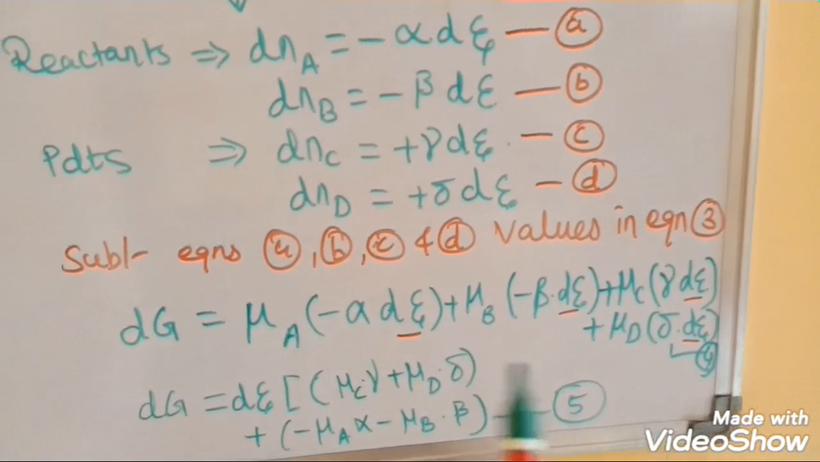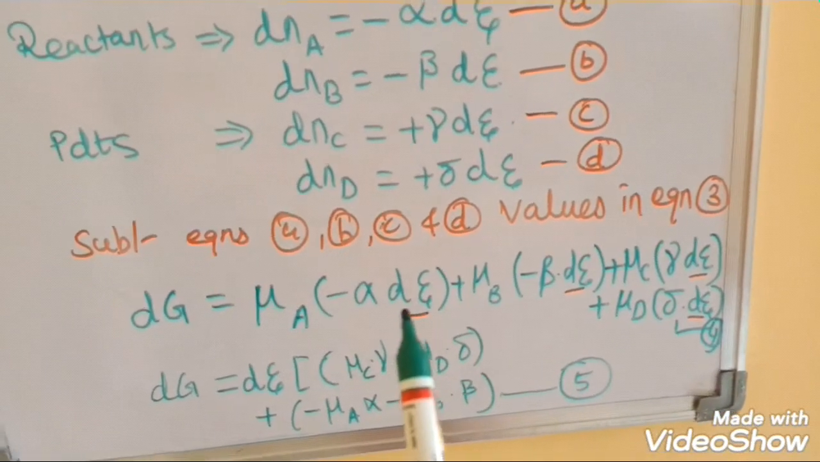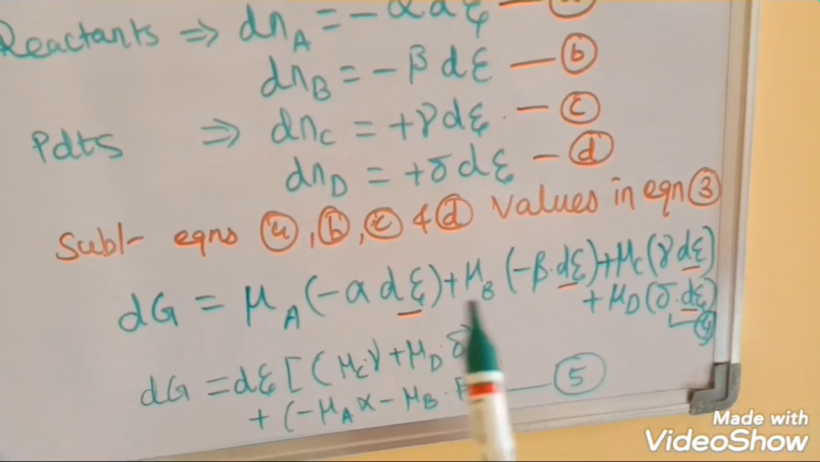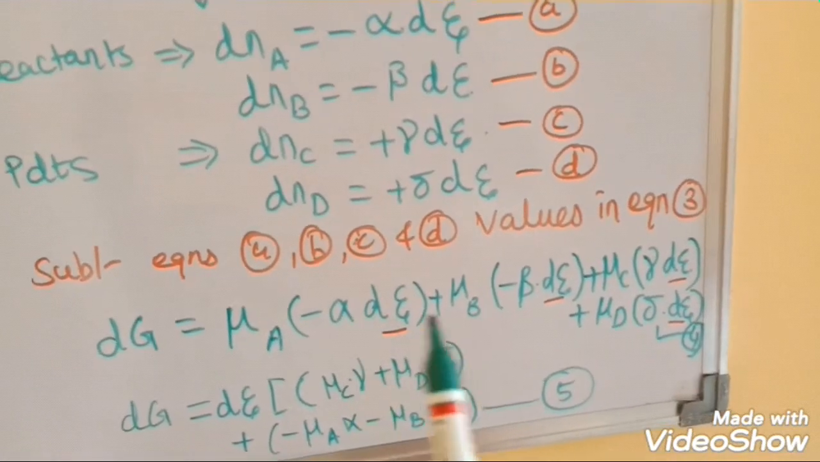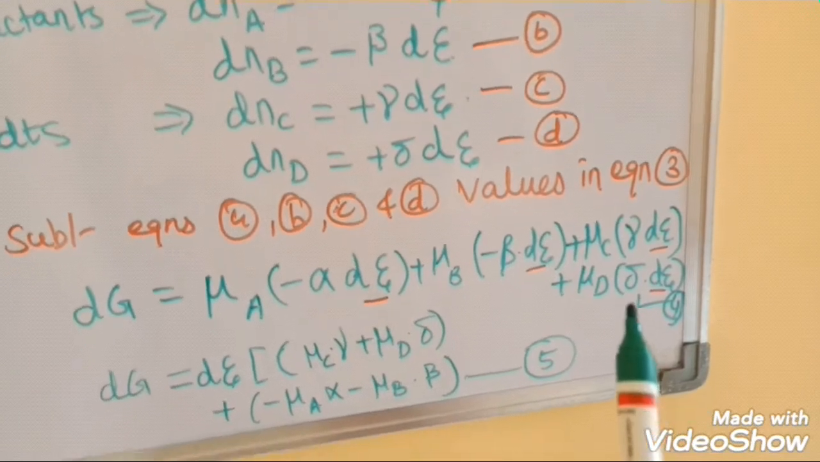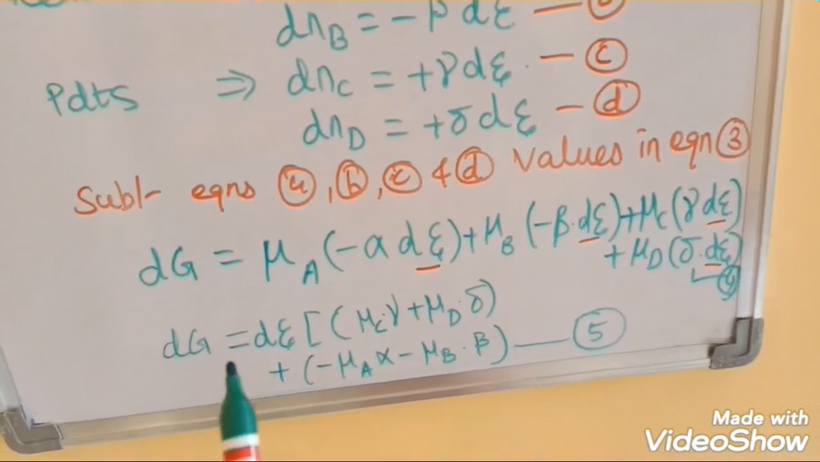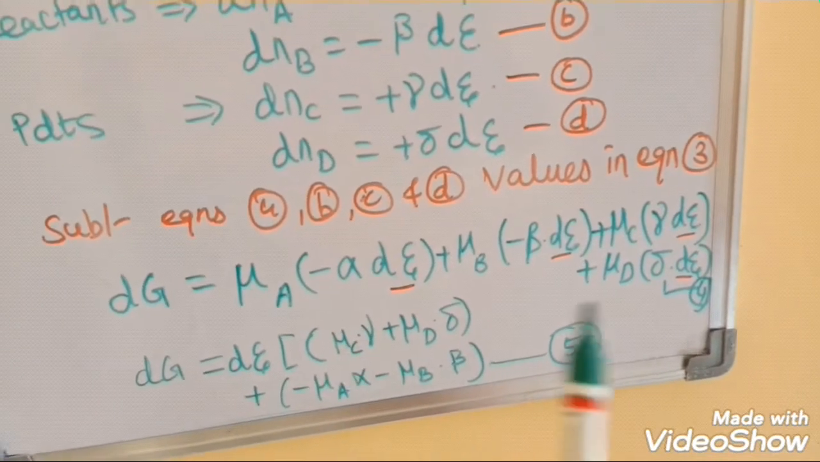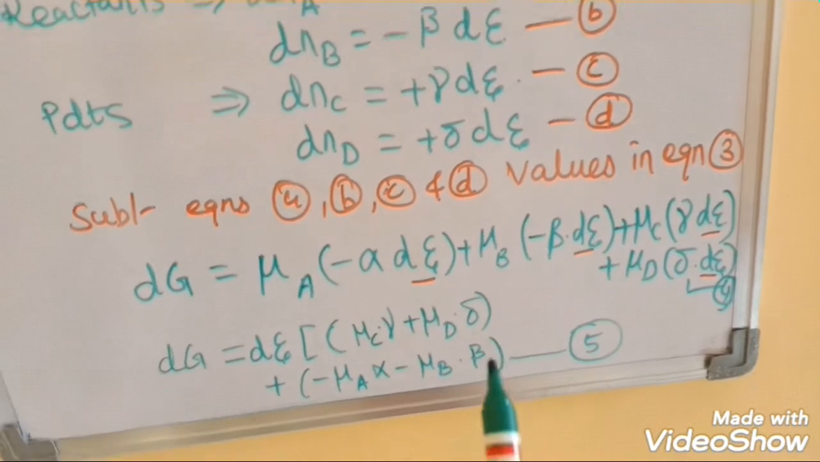Okay, so here we got this answer now. After that, see, in all these values inside the bracket, the dE value is a common value. Okay, that's why we will keep this dE value outside. Then we will rearrange equation 4 and write this equation 5.